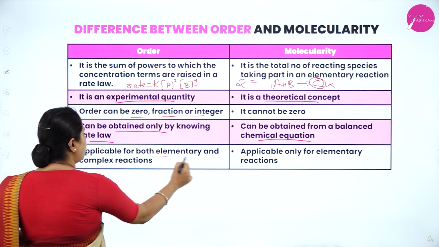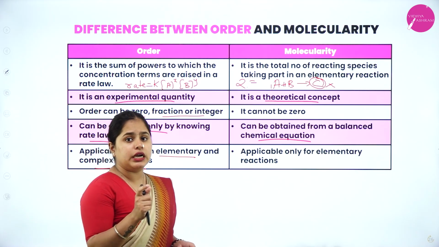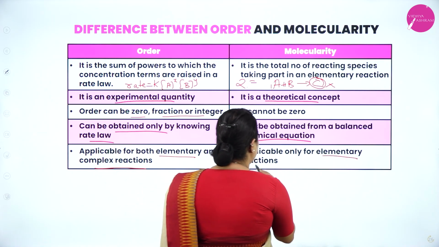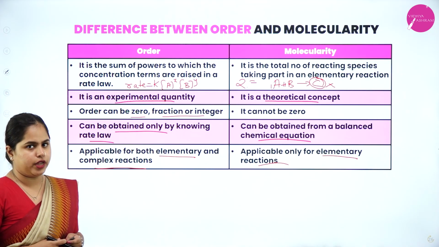Order is applicable for both elementary and complex reactions. You can find the order of the reaction, but molecularity you can only obtain for an elementary reaction. For a single step you can tell the molecularity of the reaction. I hope that is clear.